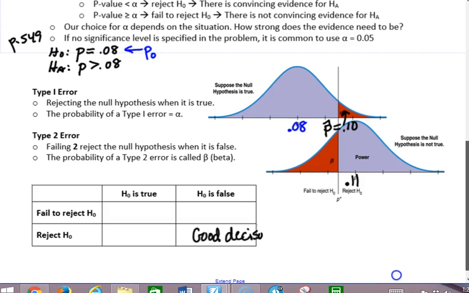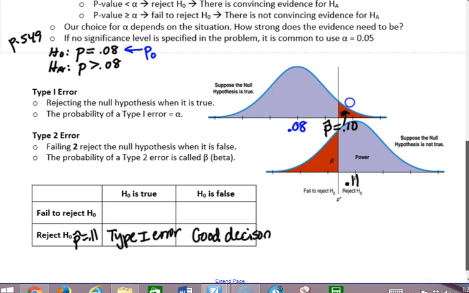Okay, so that was when my p hat equals 0.11. If the null hypothesis is really false, I made a good decision. But what if the null hypothesis is actually true? Could I have gotten 10% blemishes in a random sample from this population? Yeah, I could have. I wouldn't get it very often, but I could have. So if I reject the null hypothesis when it's really true, I've made what's called a type 1 error.